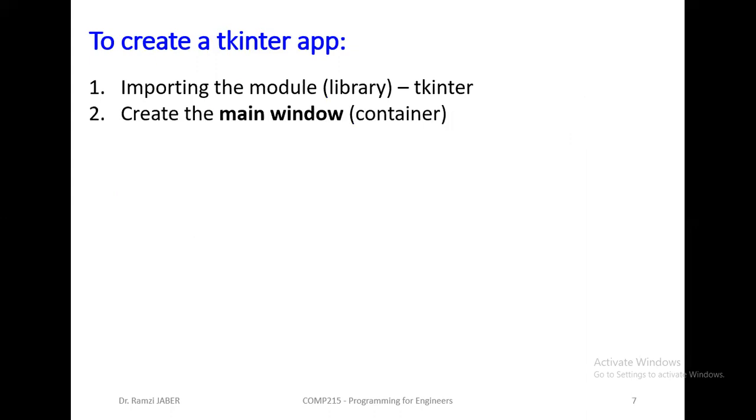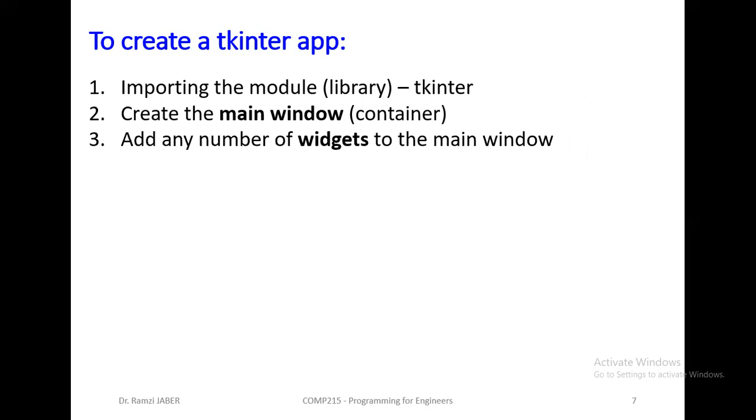How to create a tkinter application? The first method, this is the algorithm. Importing the module or library called tkinter. Create the main window, called the container. Then add any number of widgets to the main one. We'll talk about each one. Then apply the event trigger on the widget. So we have four steps. To create any application, you need to mention these four.